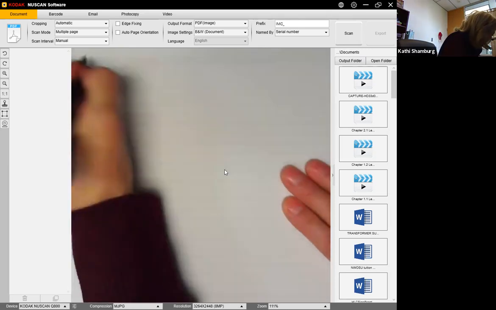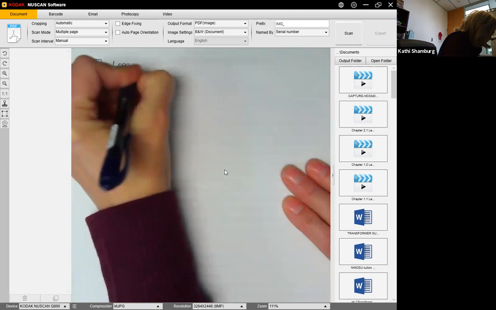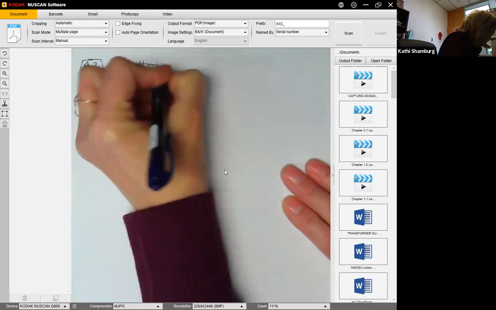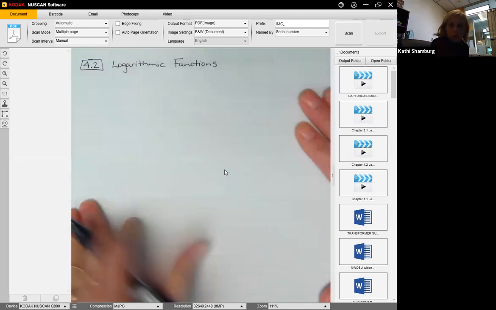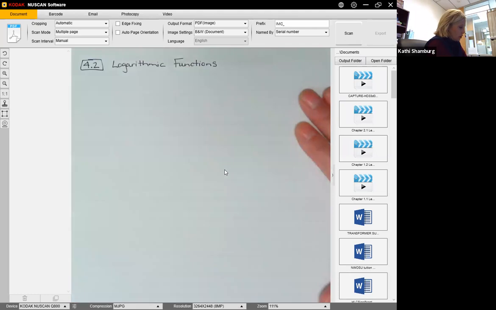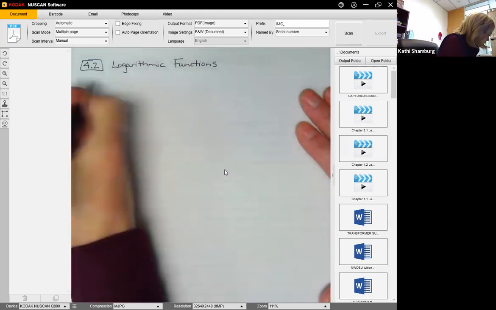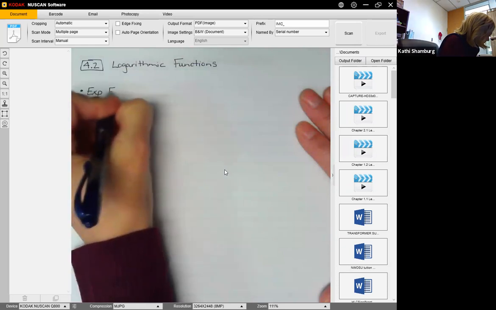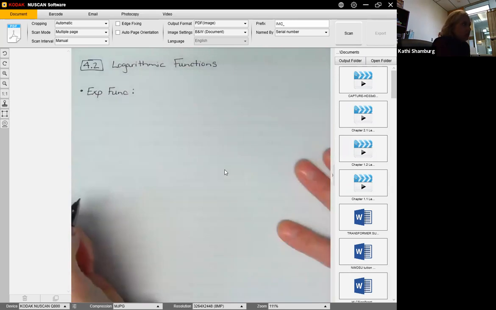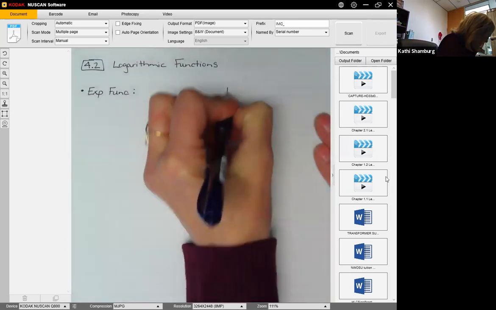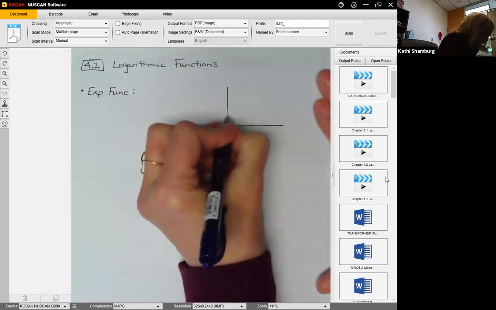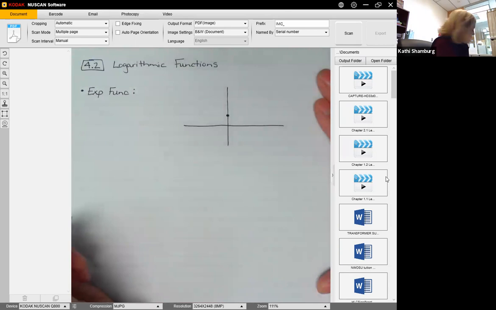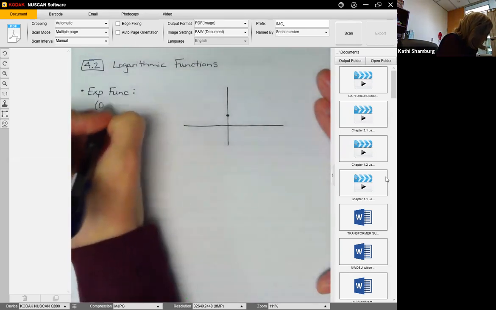So today we are in 4.2, which is logarithmic functions. So before we get to logarithmic functions, though, I just want to remind you in 4.1, we did exponential functions. And if you will recall, whether you're talking about growth or decay, it always passes through the point 0, 1.